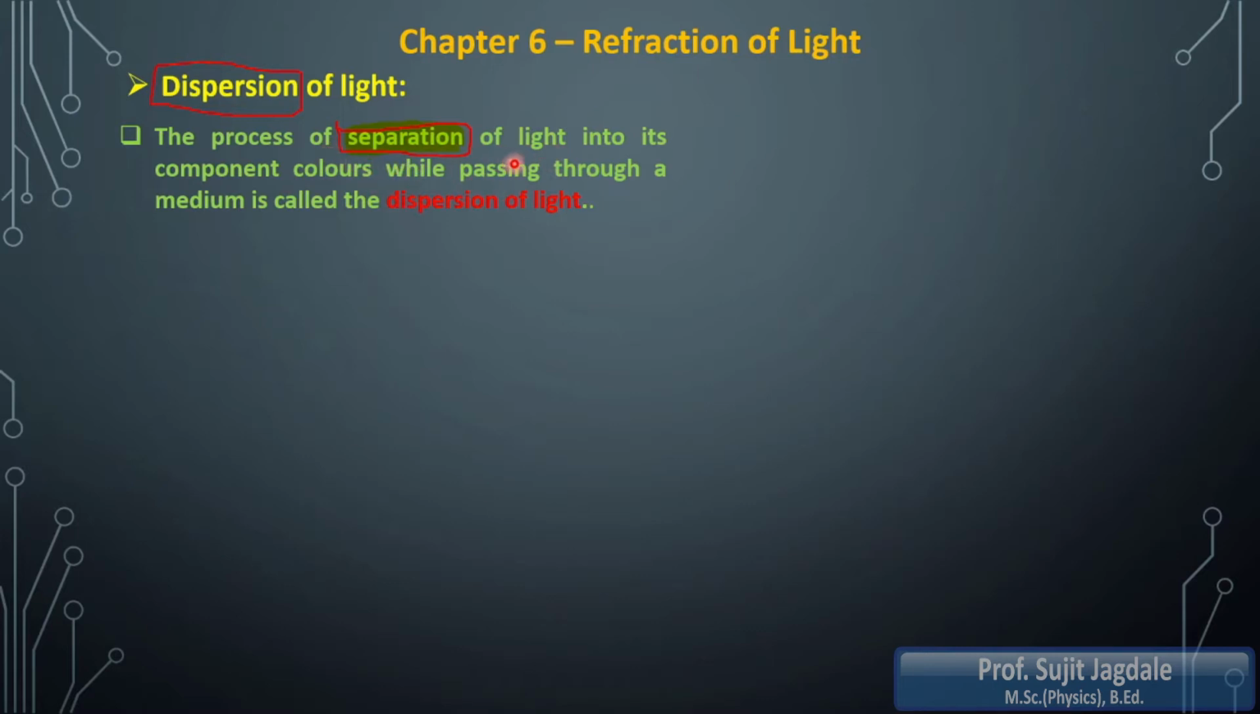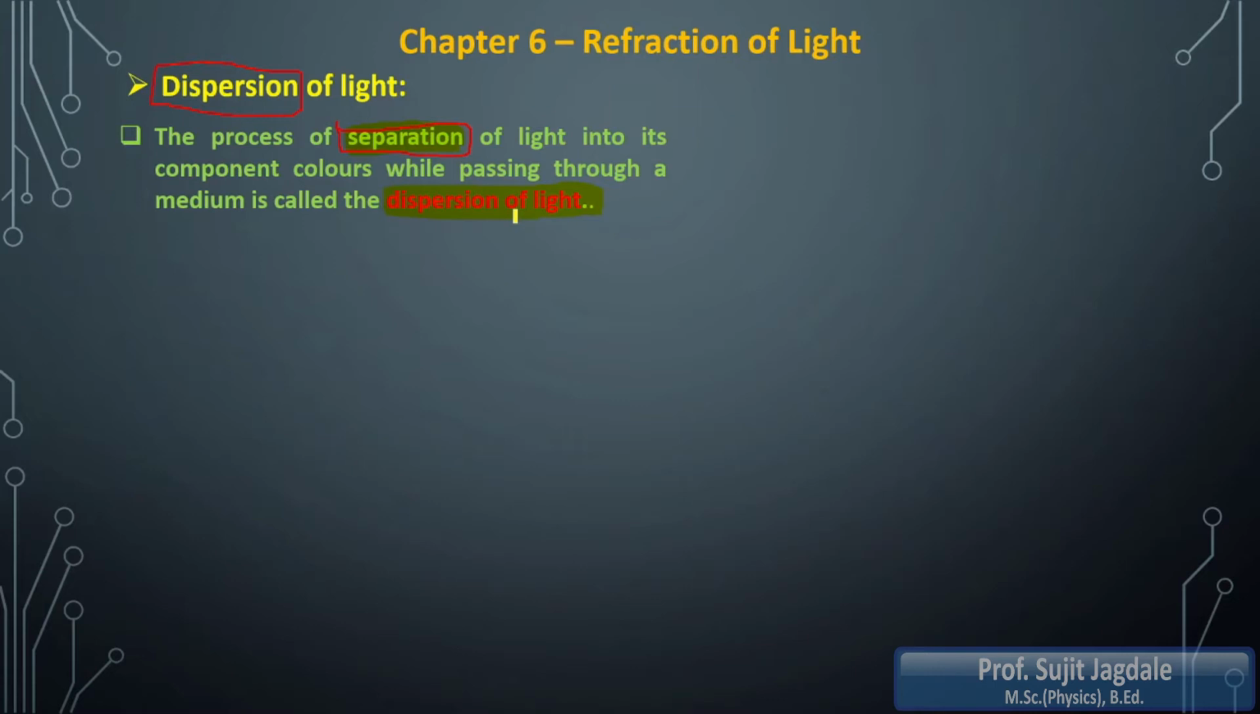The process of separation of white light into its component colors while passing through a medium is called the dispersion of light. So light should pass through a particular medium. Whether it is denser or rarer does not matter, but it should be a transparent medium, and it should be more dense as compared to the first medium. Suppose both are air media, no problem, but if the second air medium is filled with some amount of water, then also we are going to get the dispersion of light. Or if the second medium is glass and the first medium is air, then we are going to get the separation of that white light into its component colors.